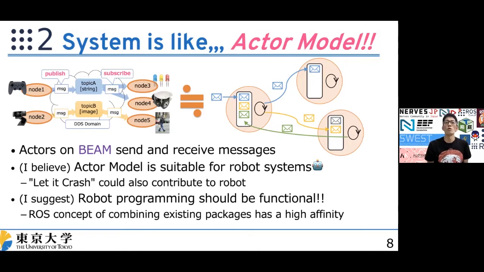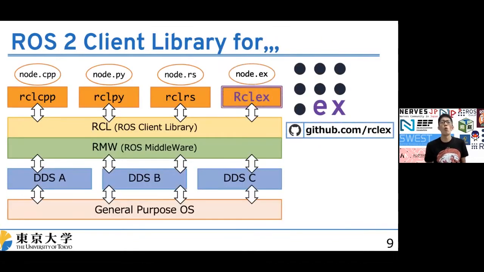And more, I would like to suggest that robot programming should be functional. The concept of developing a robot by combining existing packages has a high affinity with the functional paradigm. So what we need is RCLEX. This is a new client library for Elixir. We have already published this library under the Apache 2.0 license. It means that you can now acquire the power of ROS in your Elixir application. And you can now develop ROS nodes with Elixir and functional programming.